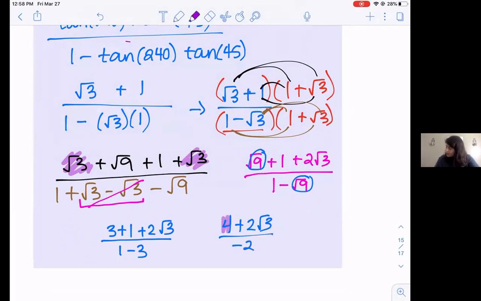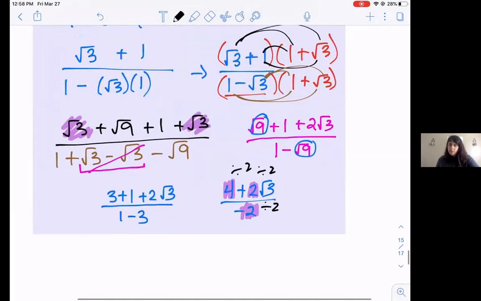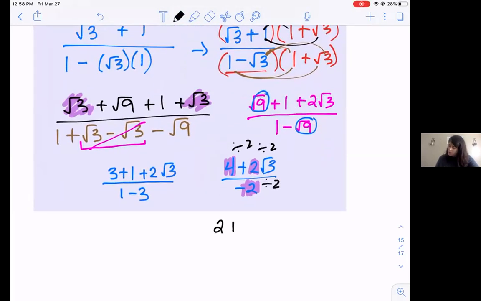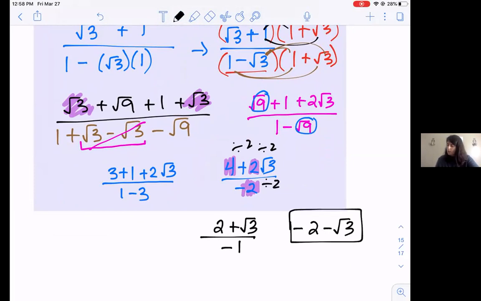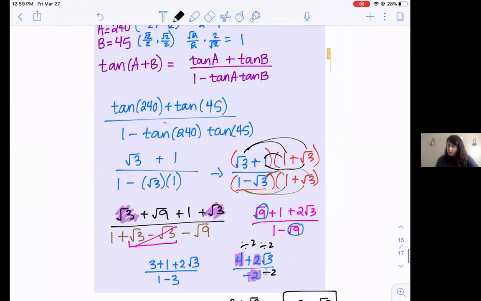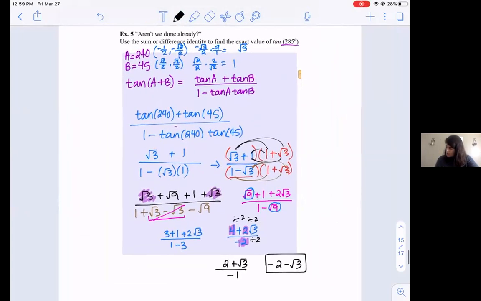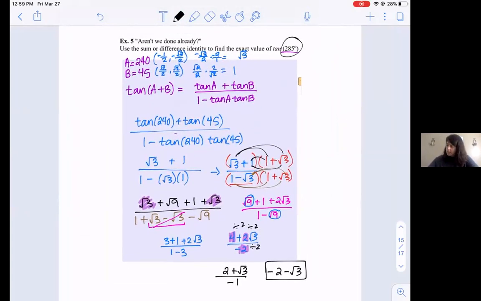When I can simplify all three of those numbers by the same thing, I want to go ahead and do that. So I can divide each of those by 2. This is 2 plus 1 radical 3 over negative 1, and they're actually going to want you to rewrite it like this. That turns out to be a negative number, which makes sense because 285 is in quadrant 4 and tangent is negative in quadrant 4. So that makes sense.